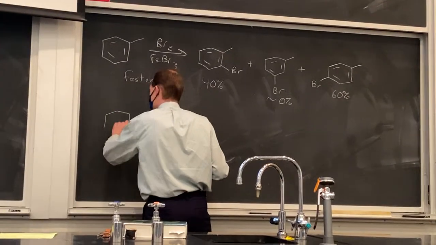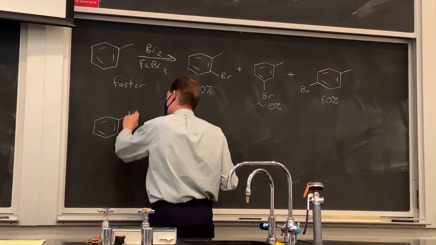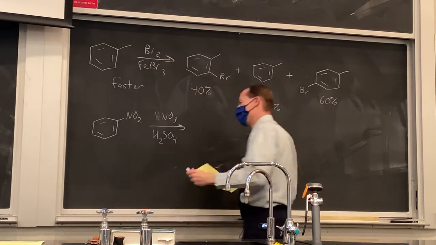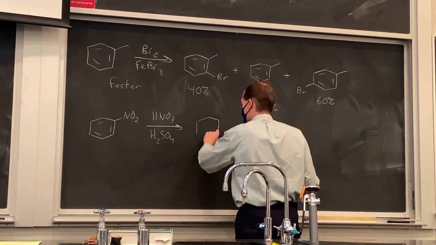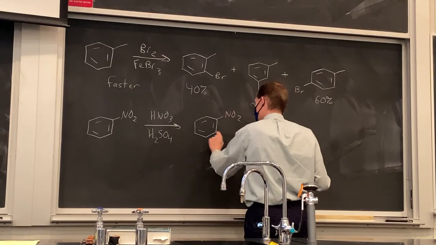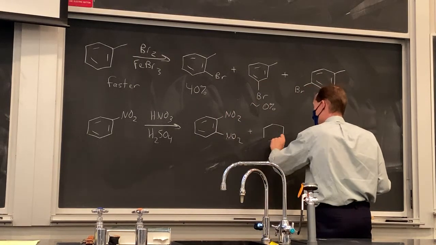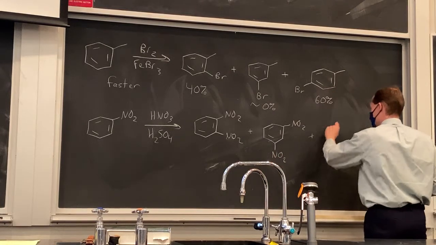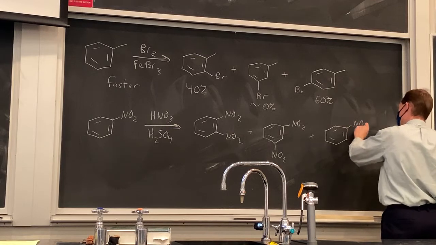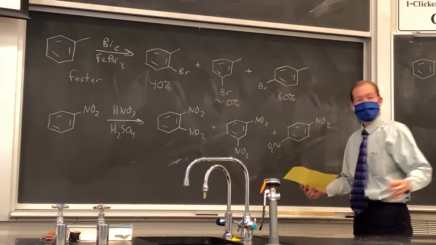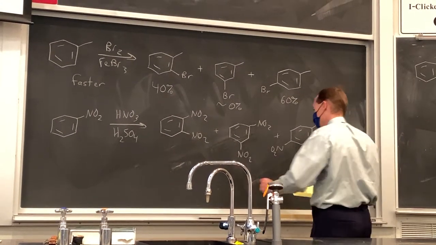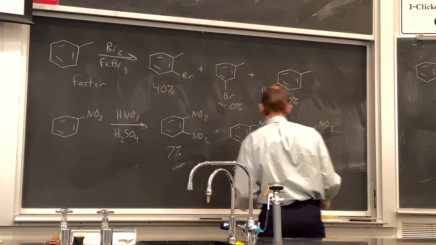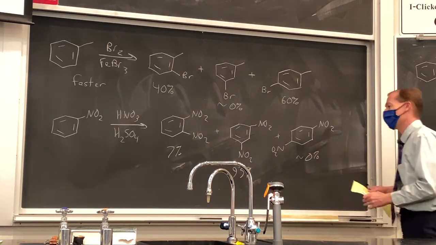All right, let's look at nitrobenzene. And in this case, we're going to install a second nitro group with nitric and sulfuric acid. So we're going to make dinitrobenzene. And we've got the 3 possibilities, ortho, meta, and para. And in this case, we end up with mostly the meta. We get 93% of meta. We get about 7% of ortho, and somewhere between 0 to 1% of para.